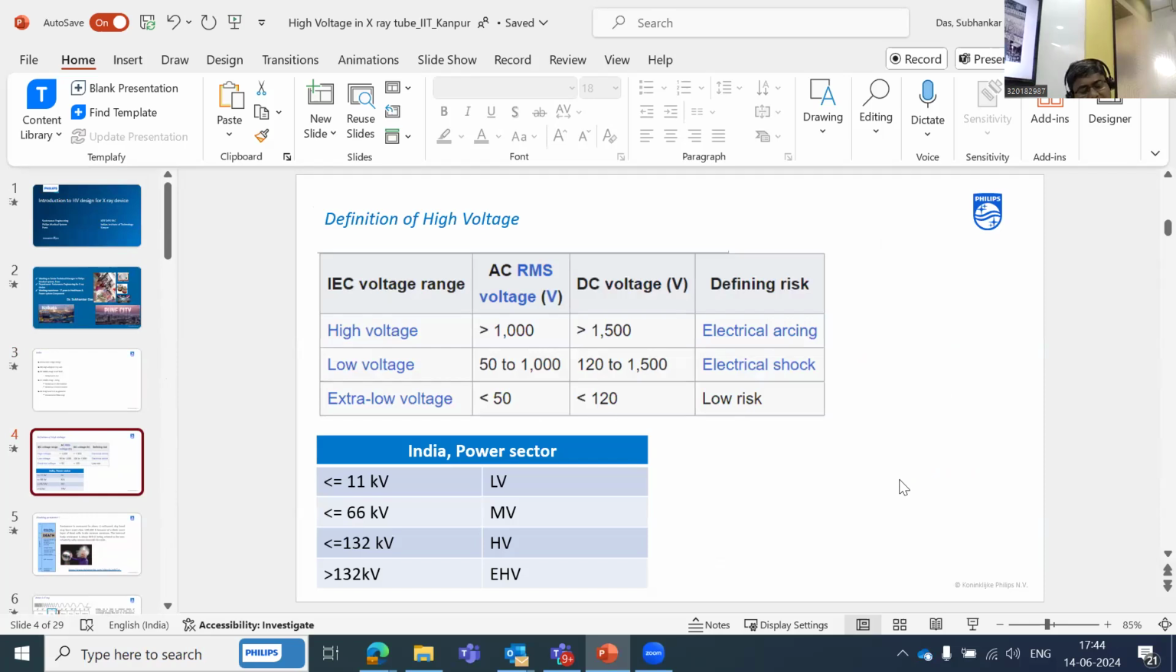Right. Very appropriate questions, I will say. Before applying the high voltage, the filament temperature needs to reach a level which is typically 1800 to 1900 degrees centigrade, ready to emit the electrons. So all of this is controlled by the X-ray controller.